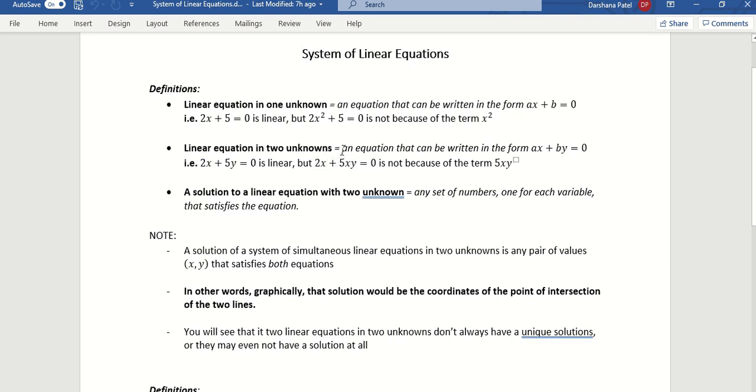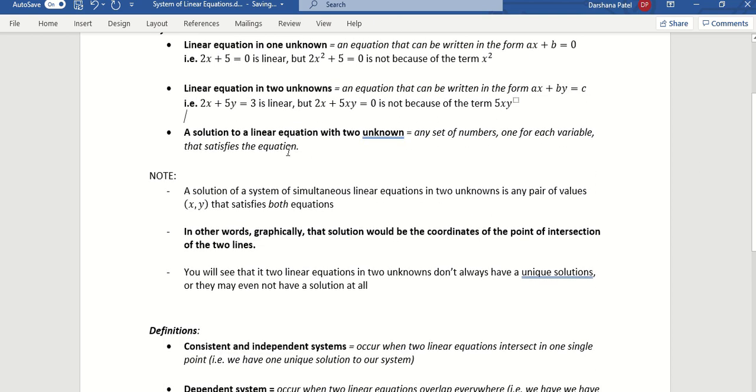Linear equation in two unknowns: an equation that can be written in the form ax + by = 0, where x and y are variables and a and b are constants, will be a linear equation in two unknowns. For example, 2x + 5y = 0 is linear, but 2x + 5xy = 0 is not because of the term 5xy there. Here the 0 can be any constant, so instead of 0 let's make it c. So even having 5 here or 3 here will be another example of a linear equation in two unknowns.